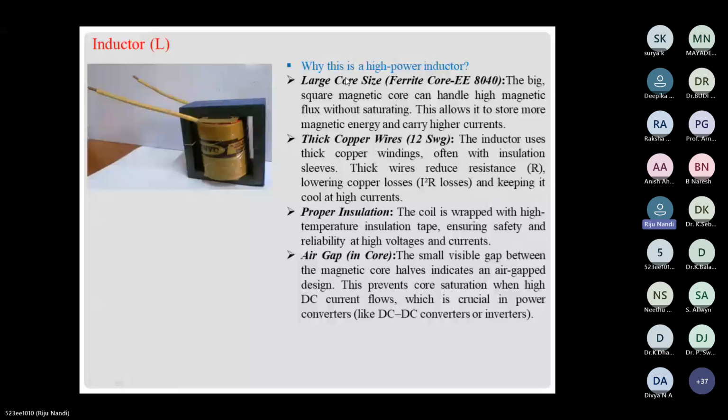So why is this a high power inductor? As I said, the large core size, the ferrite core EE8040, the big square magnetic core, can handle high magnetic flux without saturating. This allows it to store more magnetic energy and carry higher current.